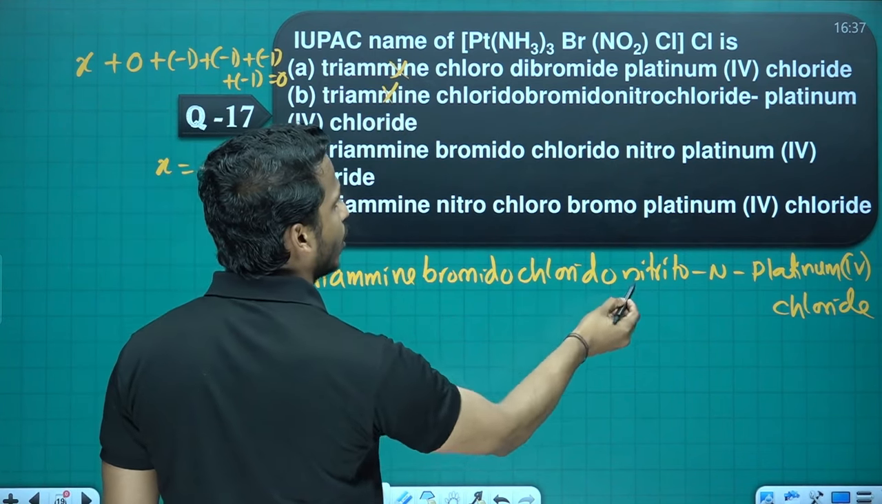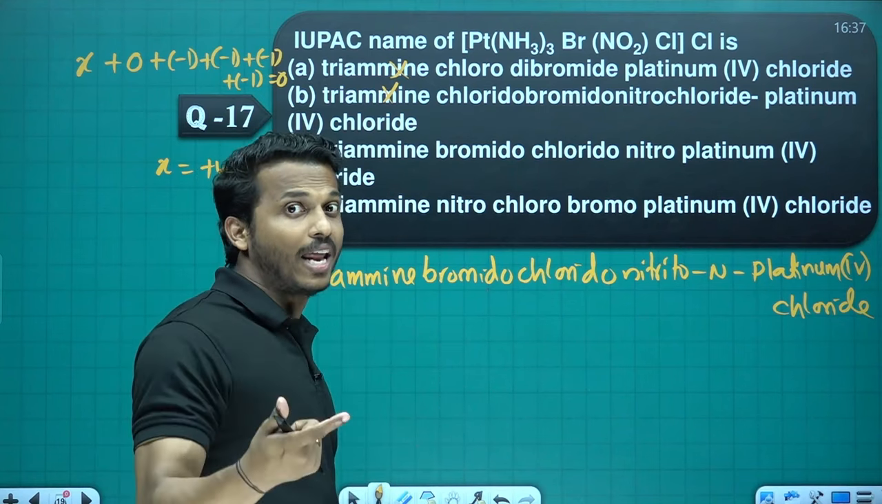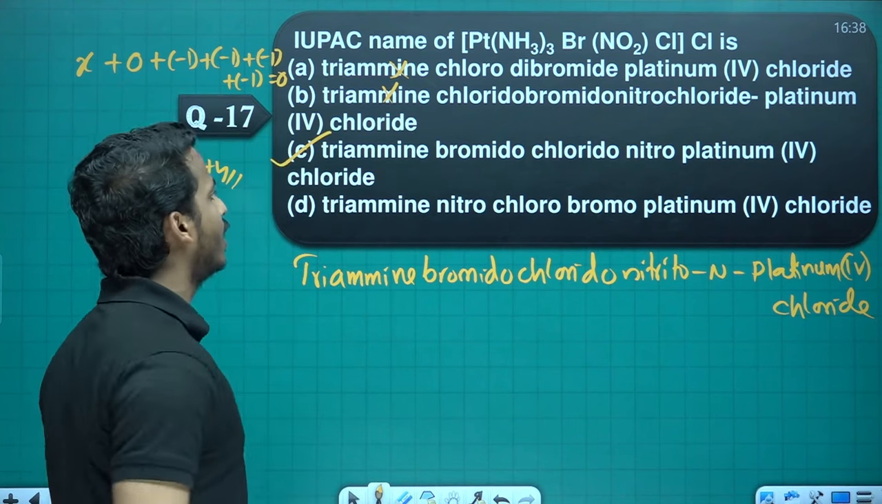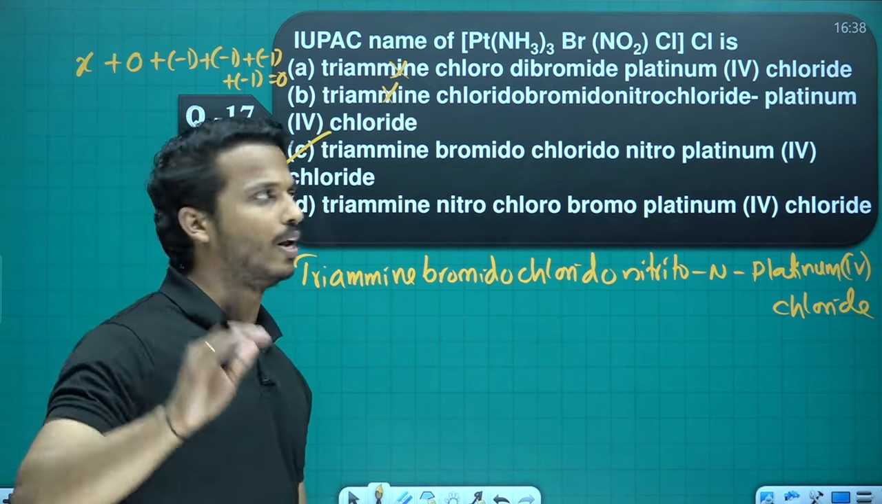Triamine, bromido, chlorido, nitro. Nitrito N, or sometimes they use it as what? Nitro. Platinum for chloride. Yes, option C is the correct one. As per the rule, it is correct.